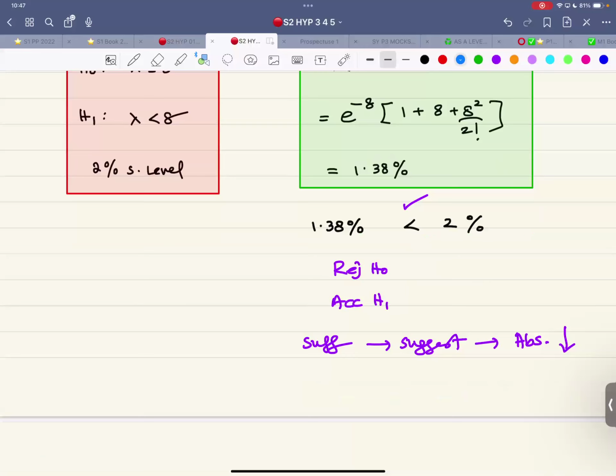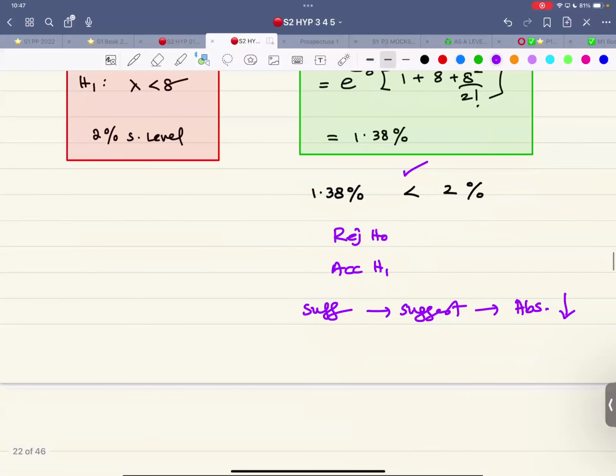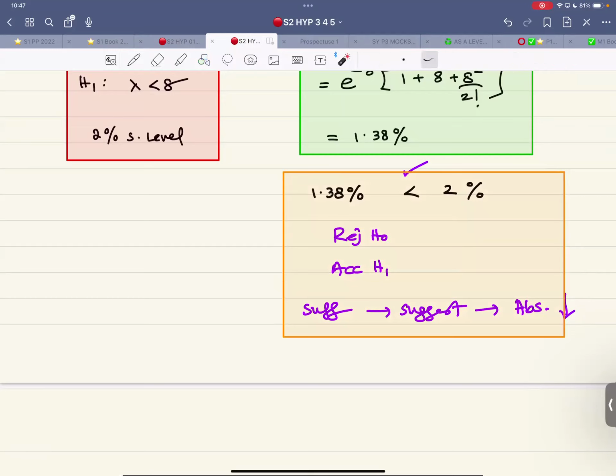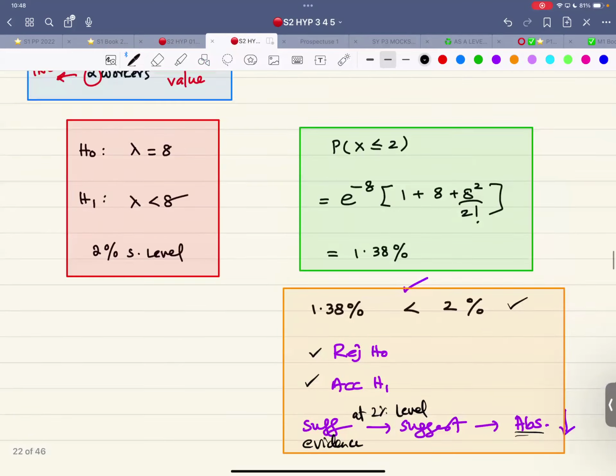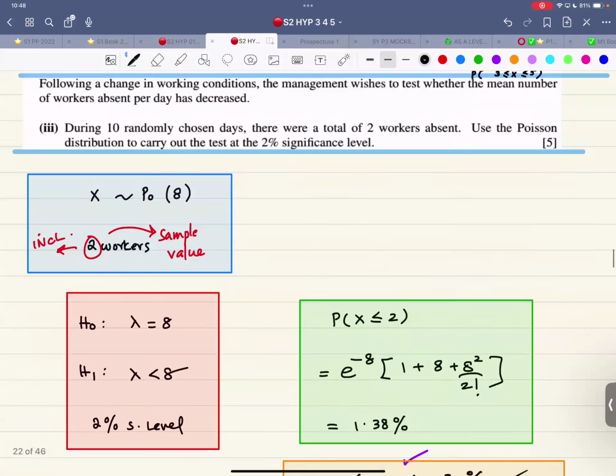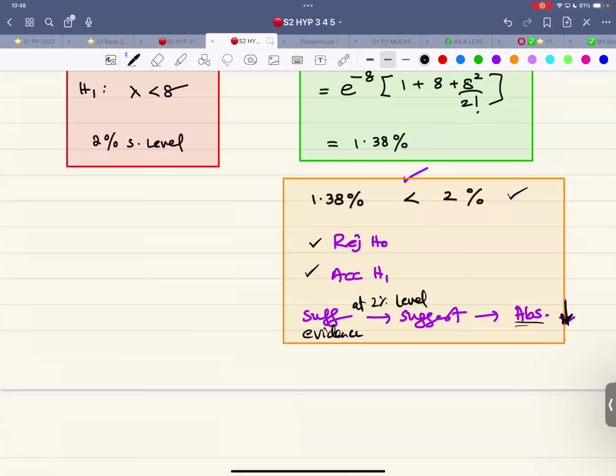And the last step is the comparison with the significance level. Is the probability value in percentage less than the significance level? The answer is yes. So it's fulfilling this. So you would say reject H0, accept H1. There is sufficient evidence at the 2% level to suggest that the number of absences has decreased following the change in working condition. I think that is the symbol that I've used over here.